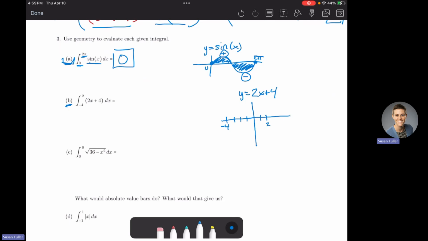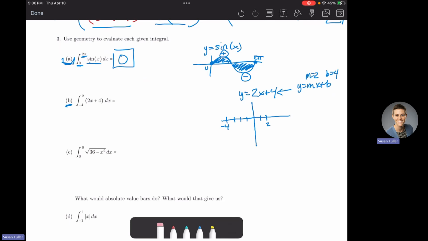Okay, well, to figure out what that area looks like, I have to figure out what this function looks like. Y equals 2x plus 4. This is a line, right? Y equals mx plus b. And I have a slope of 2 and a y-intercept of 4.